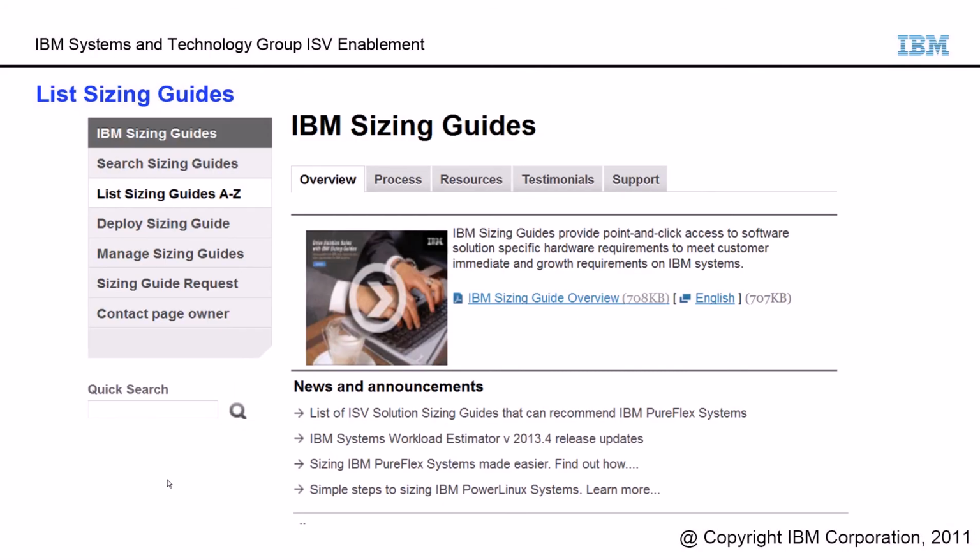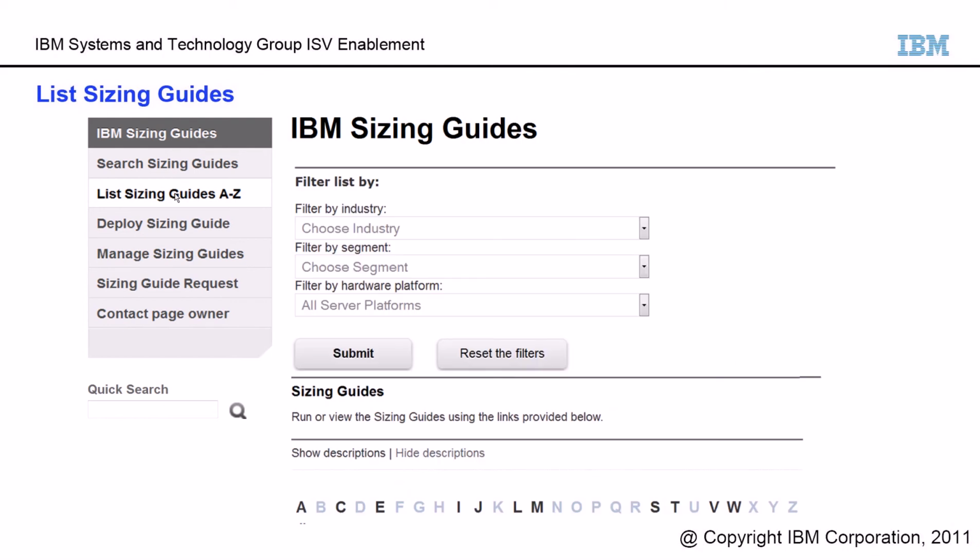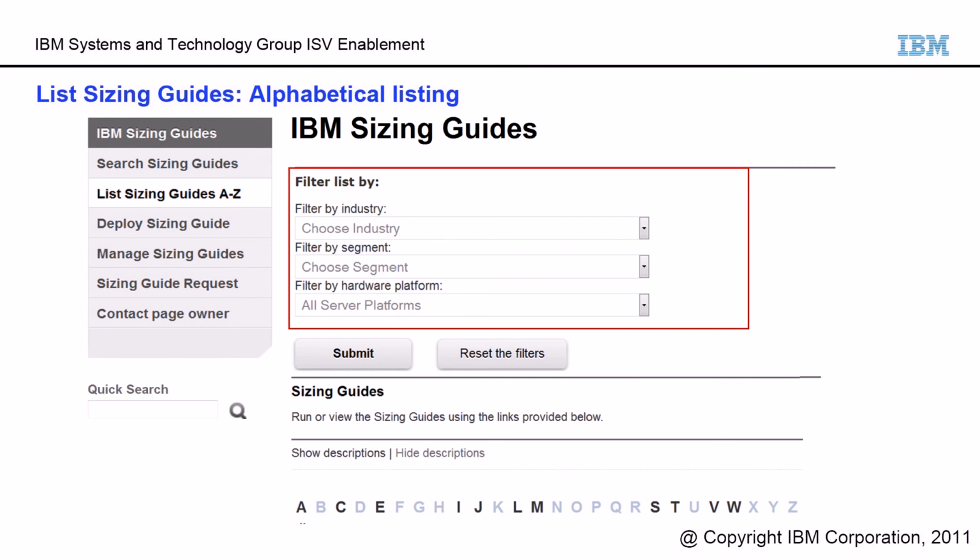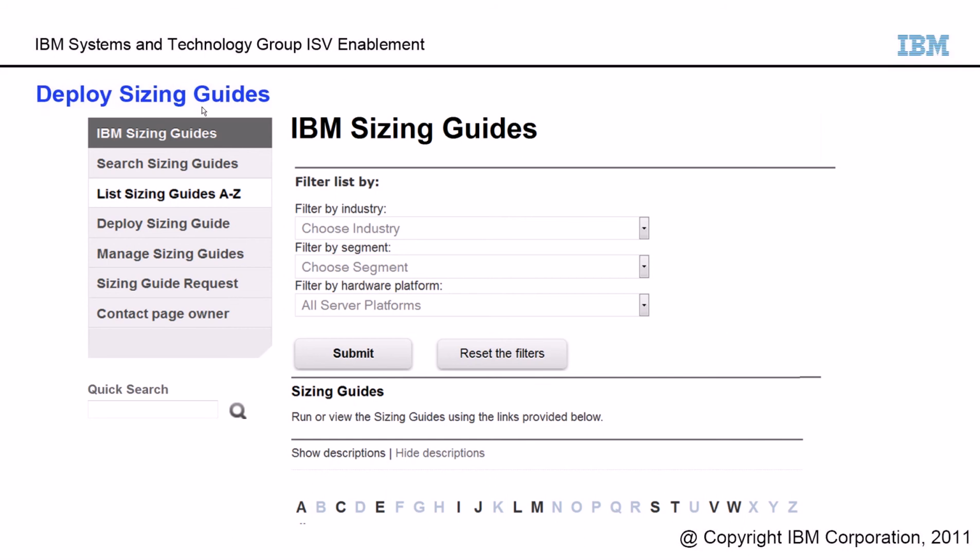The next option in the left navigation pane provides an alphabetical listing of all the available sizing guides. You can use the filters to specify the criteria to modify the A to Z listing based on industry, segment, or hardware platform on which the solution is targeted.